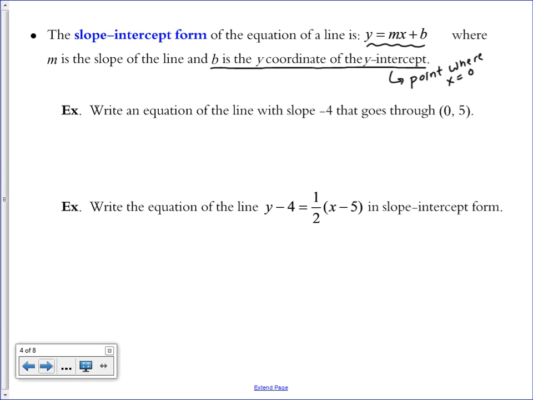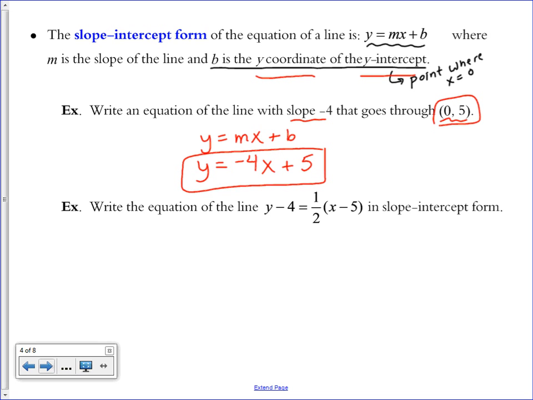For the first example, write an equation of a line with the slope -4. So here again, slope is given to us. That goes through this point. So you'll notice that specifically they're giving you the point 0, 5, which means when x is 0, the y-coordinate is 5. So these are the numbers that we need for slope-intercept form. So we're going to start with y equals mx plus b, leaving y as y, replacing m with the slope that's given and leaving x as x. And then b gets replaced with the y-coordinate of the y-intercept. This is the y-intercept because the x value is 0, and that means b is going to be positive 5.